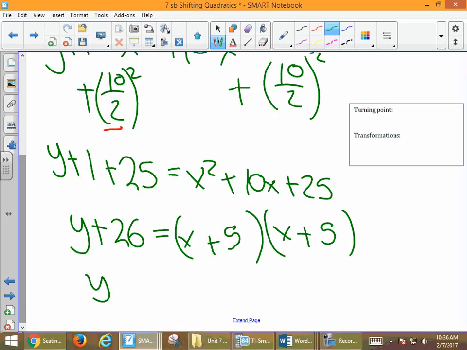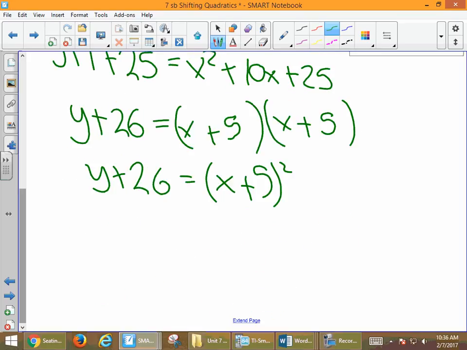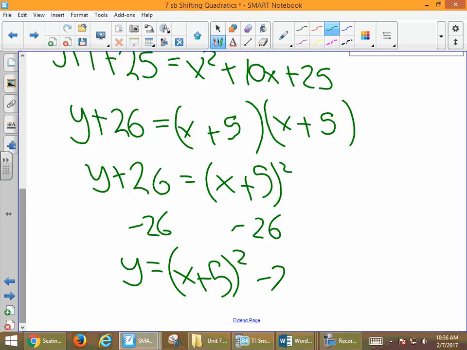And because x plus 5 and x plus 5 are the same, we get x plus 5 squared, and then we just have to get y by itself. So we can subtract 26, we have y equals x plus 5 squared minus 26. So that is the vertex form of our equation.